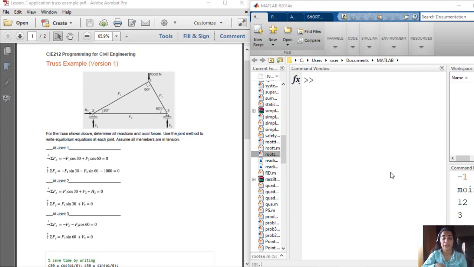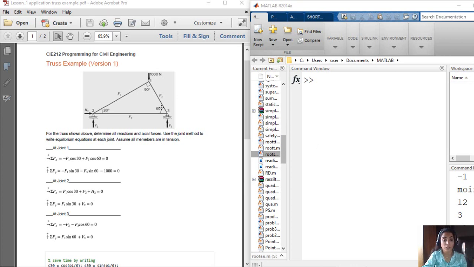Welcome back, guys. In this video, we will start combining our knowledge on matrices that we learned in the previous videos, and especially for what concerns the inverse and the system of equations, and some basic static knowledge, with our knowledge on the script and how to use MATLAB in order to solve any engineering problem. So a good example is this one.